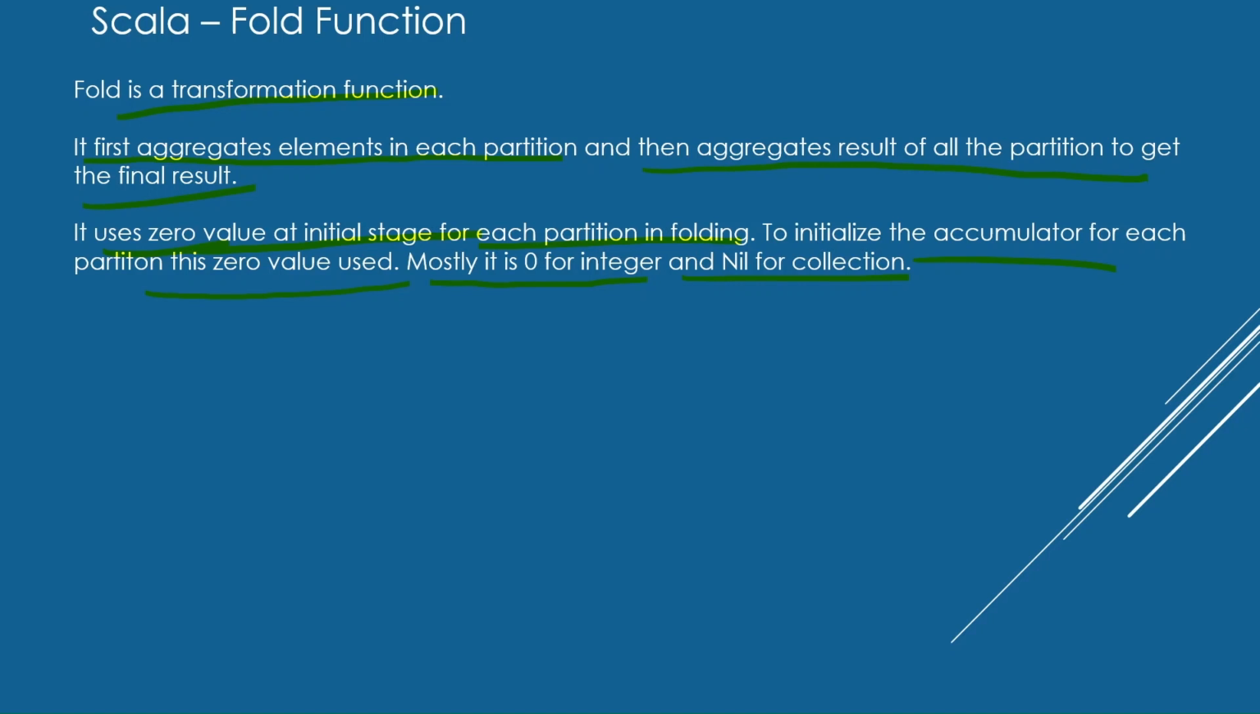Fold is applying a zero value method. It is initialized with the help of a 0 value for integers, if you want to do any kind of aggregation of integer values, and it will be Nil in the case of collections. We will see in detail how we initialize the accumulator with the help of a 0 value. I will show you when I do the exercise.